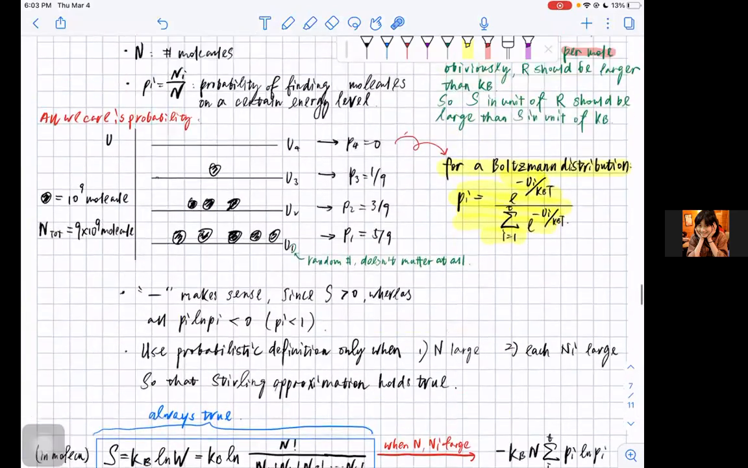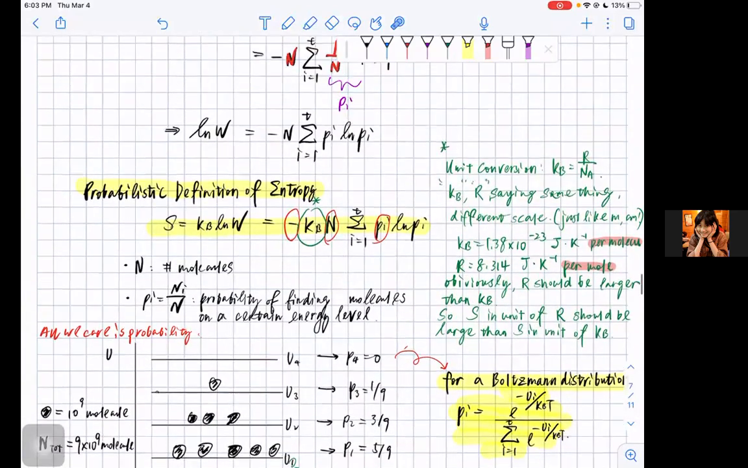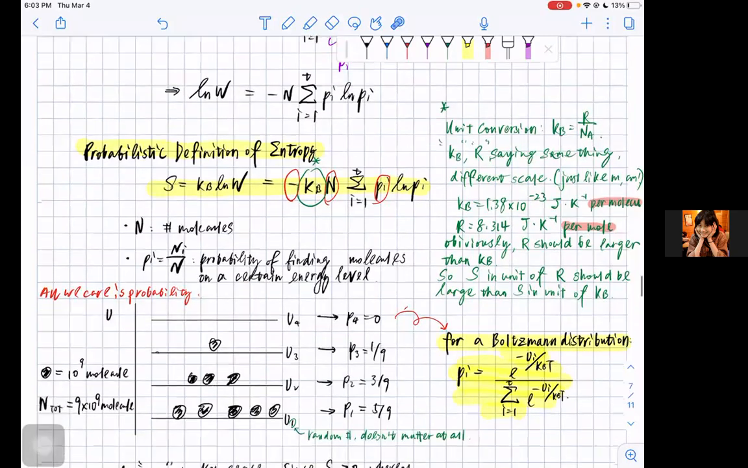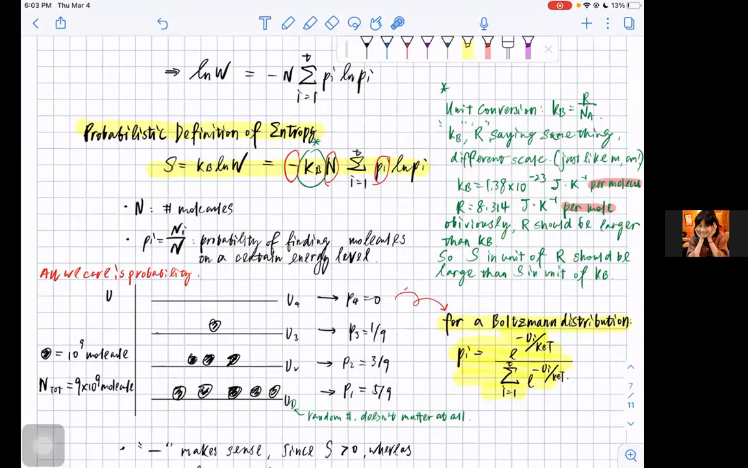Another minor point is that you will usually encounter a unit conversion problem. Notice KB is just a scaling factor that describes the property of the system in the unit of molecules. So in parallel, you can also use R, the universal gas constant, which describes the property in the unit of moles. So this is the conversion factor that gives you from KB to R.